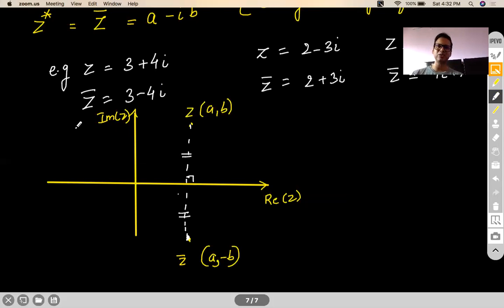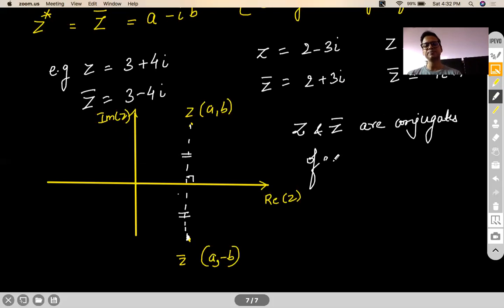If you take it in the second quadrant, your conjugate will be in the third. If you take it in the third, your conjugate will be in the second. If you take it in the fourth, your conjugate will be in the first. In reality, Z and Z conjugate are conjugates of each other. So it's like saying object is the mirror image of the image, isn't it? Just like image is the image of the object, object is the image of the image.